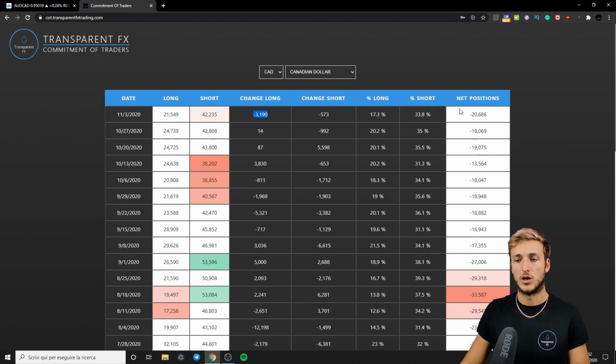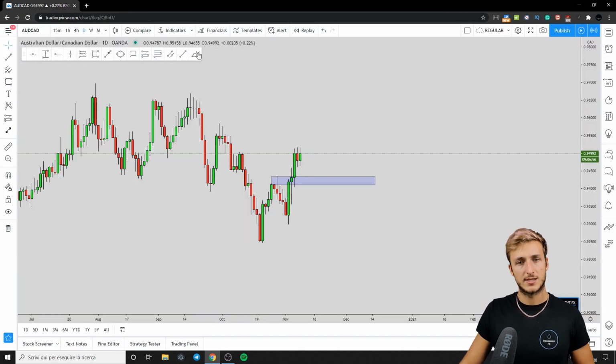However, in the long term, we went from having minus 33k net positions all the way up to having minus 20k net positions. So in the long term, we have seen CAD getting a little bit stronger, but overall CAD is still quite weak, which means that we can still have continuation to the upside without a proper retracement. But that is perfectly fine.